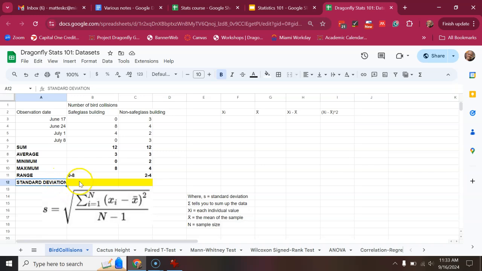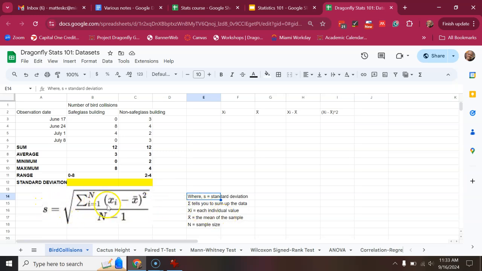This is a calculation that will sort of tell us the average spread outedness. That's not really a word, but spread outedness of the data. And so it's going to teach us how typical the values are around the mean. The way we calculate it is using this formula. And please don't be overwhelmed by this formula. S here stands for standard deviation.